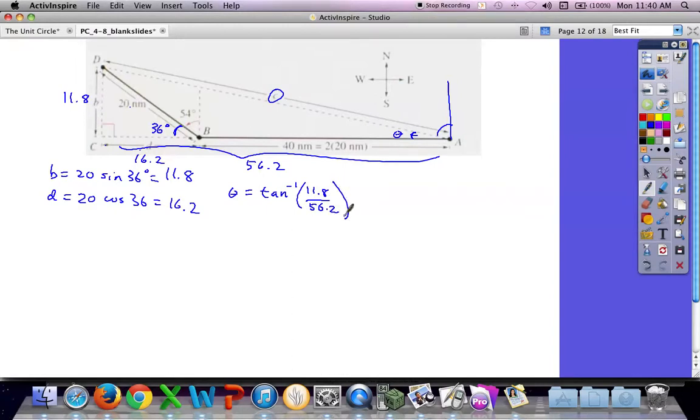So second tan inverse 11.8 divided by 56.2. Looks like it's about 11.9 degrees. But if this angle is 11.9 degrees, then we know what this angle is, because that would be 90 minus 11.9, so that is 78.1 degrees. So now we know our bearing. The ship's bearing at 3 p.m. is north 78.1 west.